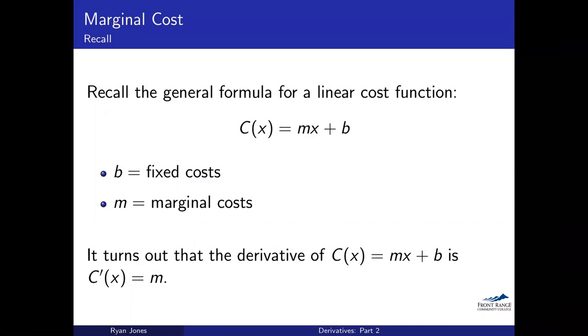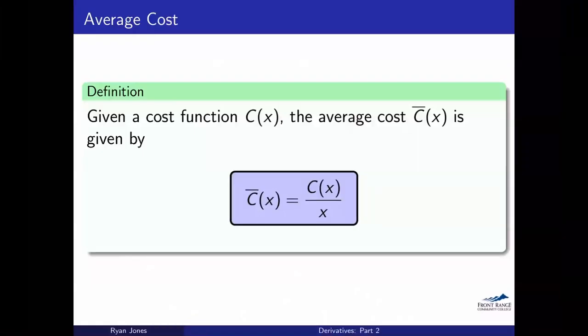Let's move on to the definition of average cost. So average cost, no derivatives involved here. We're going to denote this by C bar. So we'll call this little bar, this little line above it, C bar of x. And all that is, it's C of x divided by x. What this is doing is you're taking your cost function and dividing it by the number of goods that you're making, your quantity, if you will.